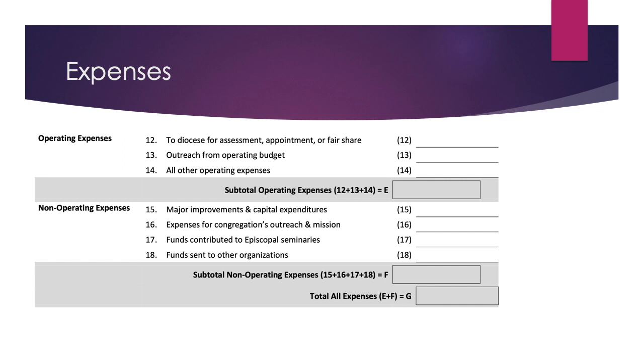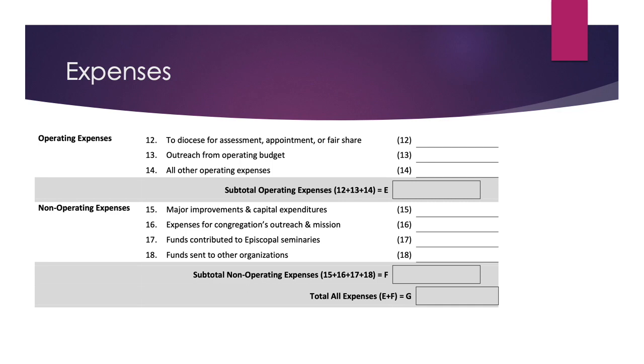And expenses are divided in the same way between operating expenses and non-operating. The operating expenses include money that goes to the diocese for your assessment, apportionment, or fair share, whatever your diocese calls that. We track that every year. Outreach from the operating budget, we want to track that. How much of your budget is going toward outreach, and then all other operating expenses, which tends to be the bulk of your budget in line 14. And then non-operating expenses include major improvements and capital expenditures, expenses for outreach and mission, funds.